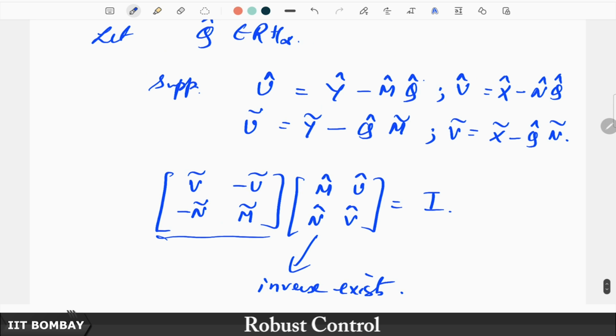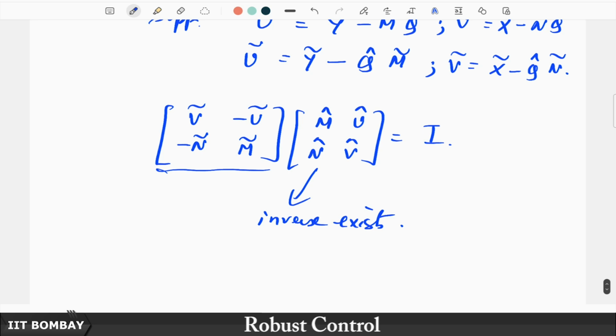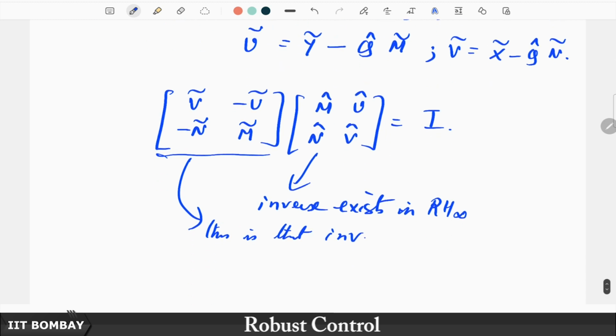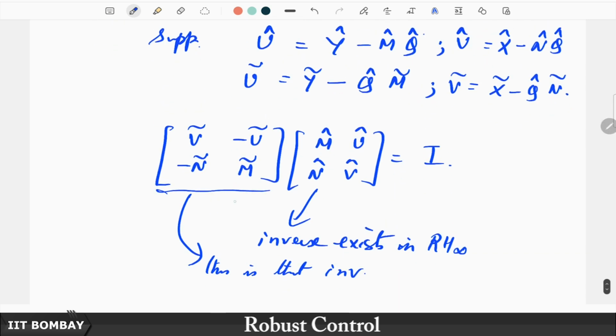So, by choosing a q hat in RH infinity, you have ensured that this fellow's inverse exists, not just exists but also exists in RH infinity. Why? Because this is that inverse. And why must this belong to RH infinity? Because every member therein is in RH infinity. So, just by choosing that the q hat is in RH infinity, you have ensured that this whole thing is in RH infinity, and this is also exactly by this relation the inverse of this fellow.